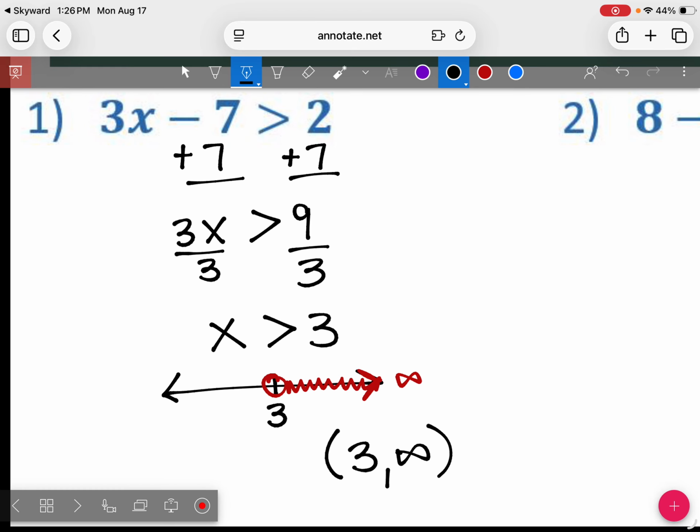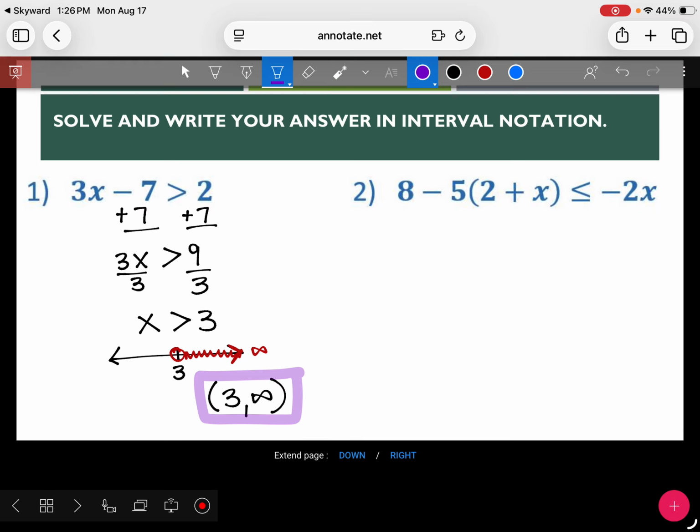This is how I want you to write your answer. Everything we do is in interval notation. All right, go ahead and copy down number 2, and then that is it for today. Good work, y'all.